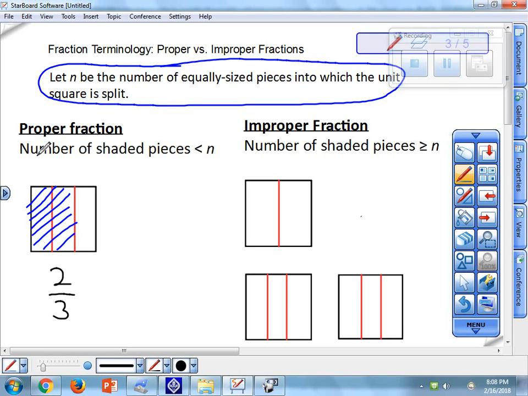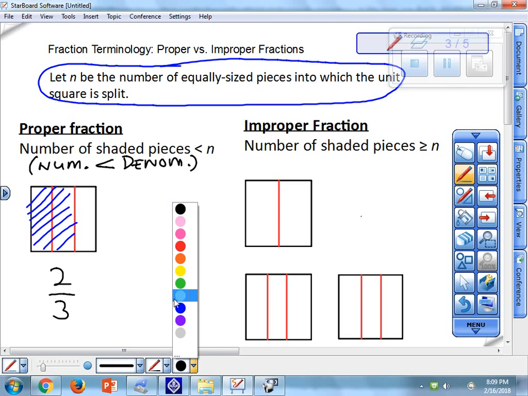Notice that what that really means is that when the numerator is less than the value of the denominator, then we have a proper fraction. Okay, and in this case 2 was less than 3. Let's move over to the right and start talking a little bit about improper fractions.